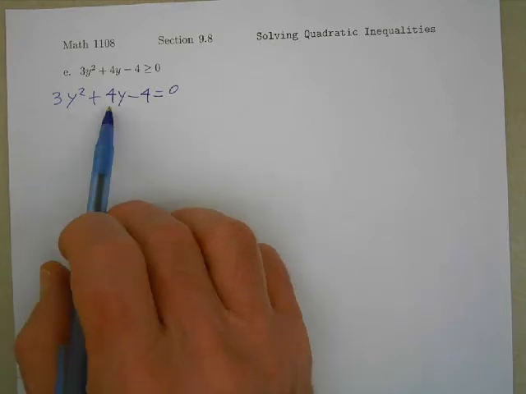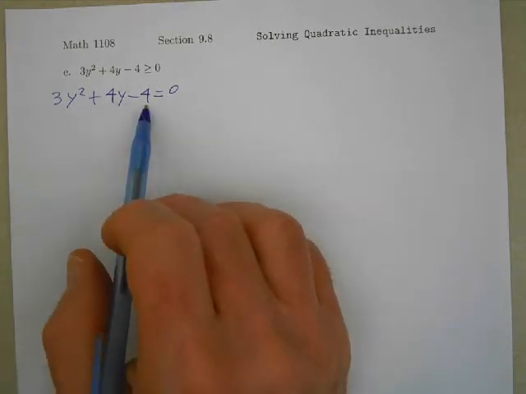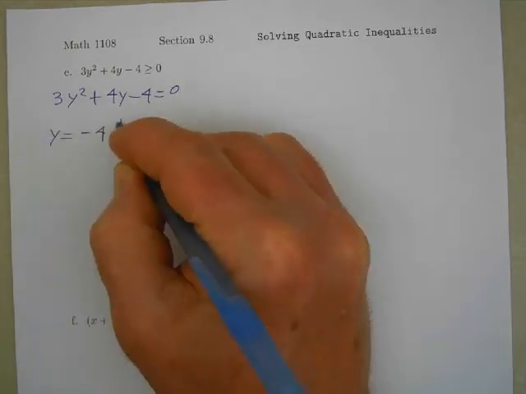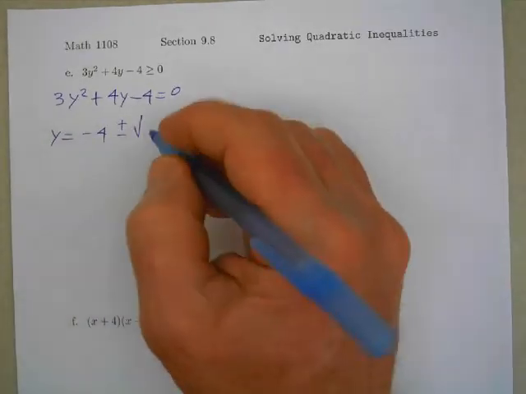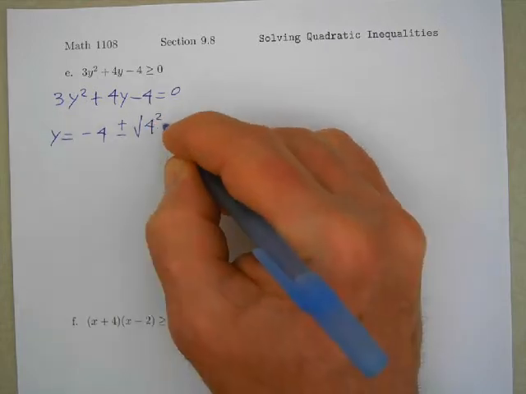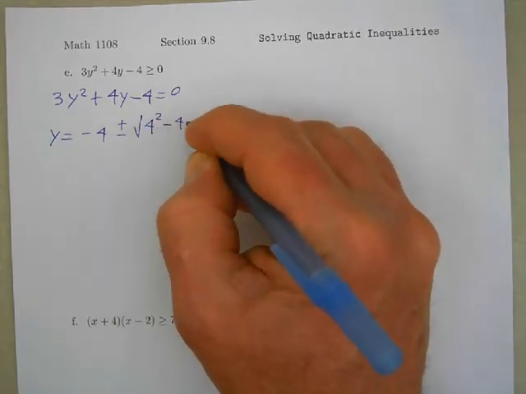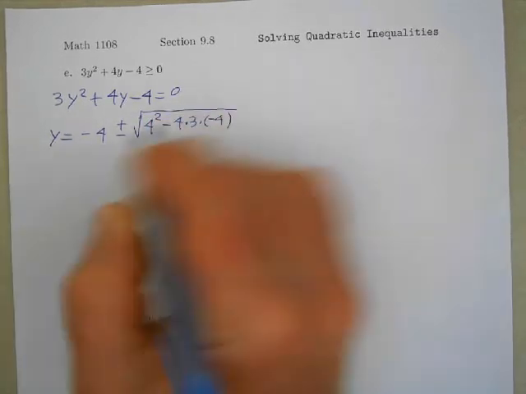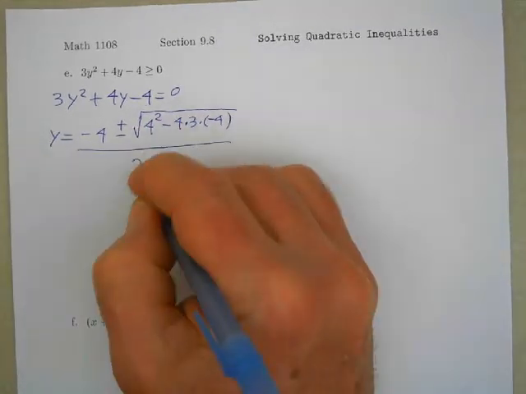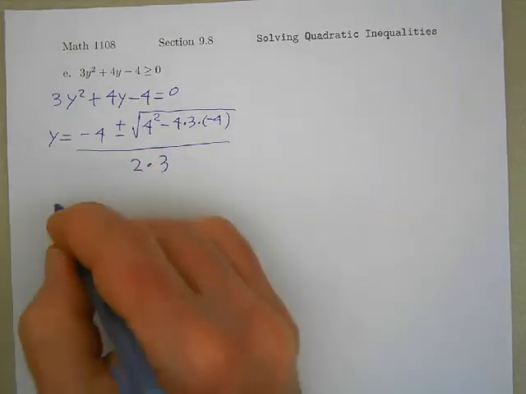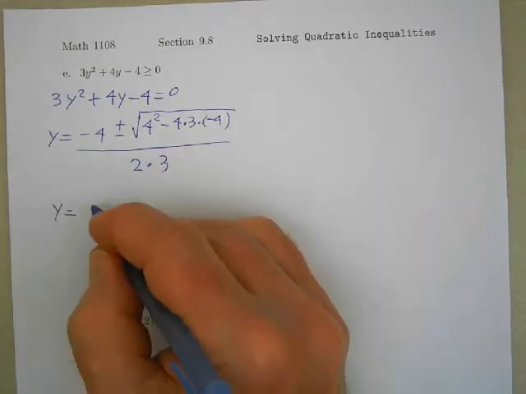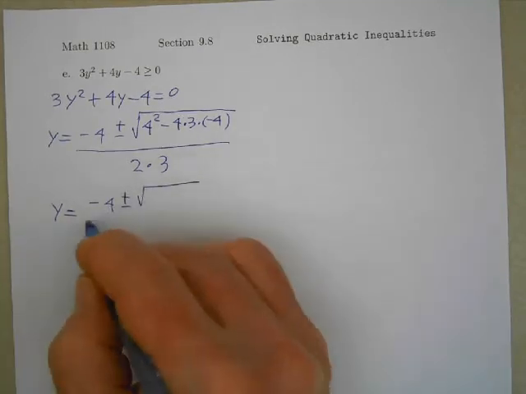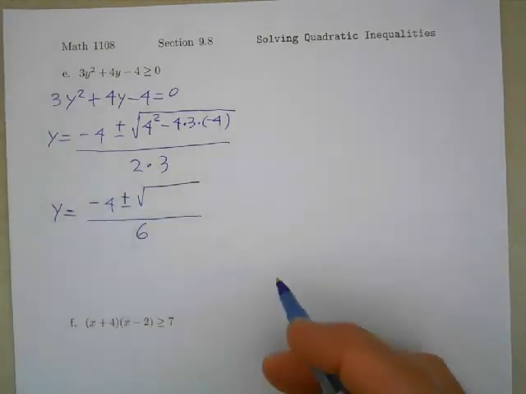A is 3, B is 4, C is negative 4. So y is equal to negative 4 plus and minus the square root of 4 to the second minus 4 times 3 times negative 4. And this is all divided by 2 times 3. Okay, then y equals negative 4 plus and minus the square root of some number, all divided by 6.